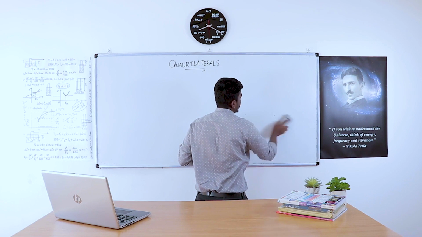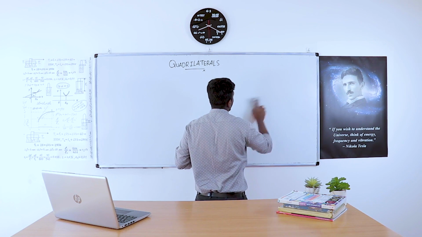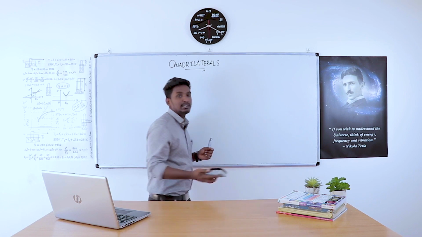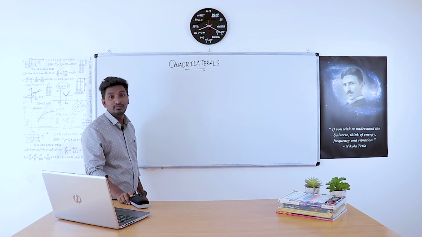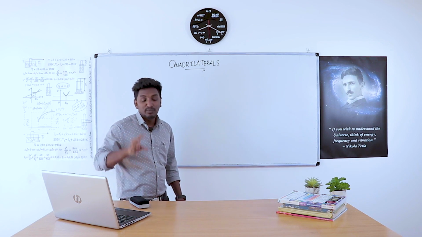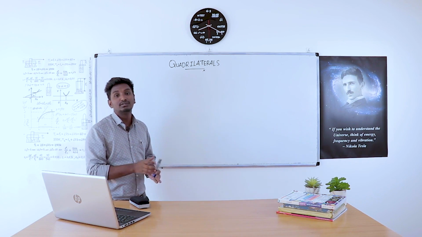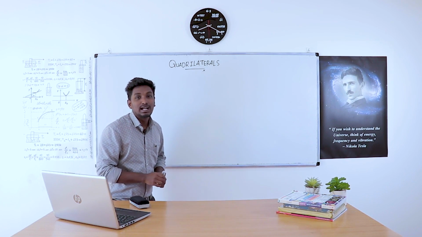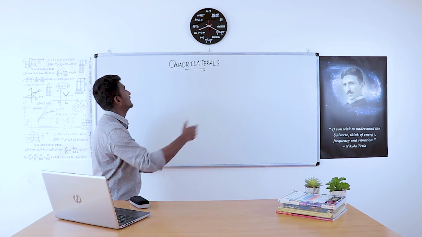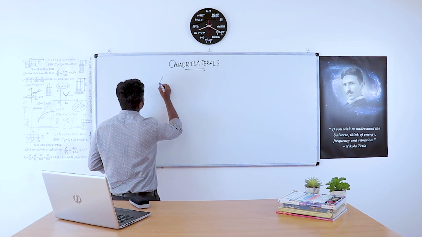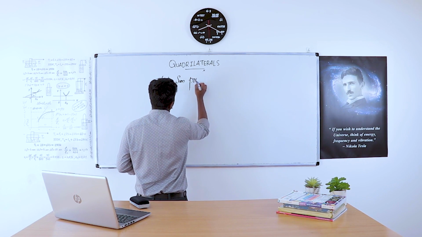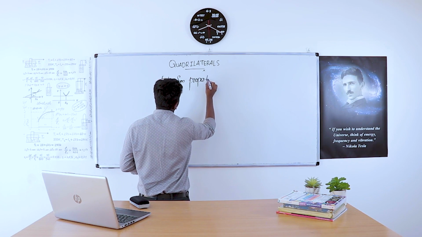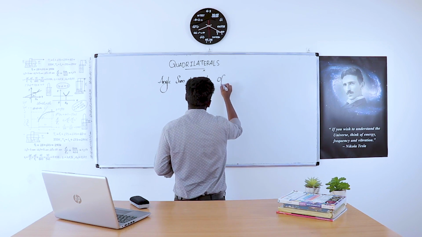Now, in the property, we already said that a quadrilateral has 4 angles. Then, what will be the sum of these 4 angles? That's what is called the angle sum property of a quadrilateral.